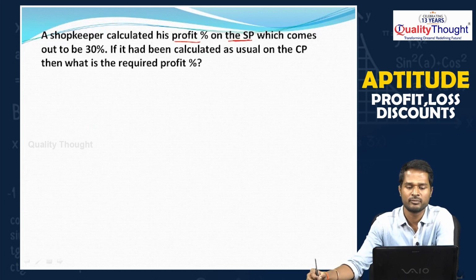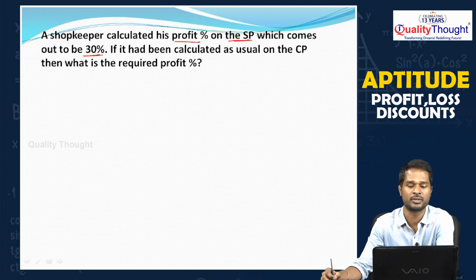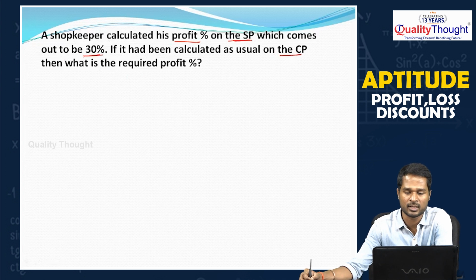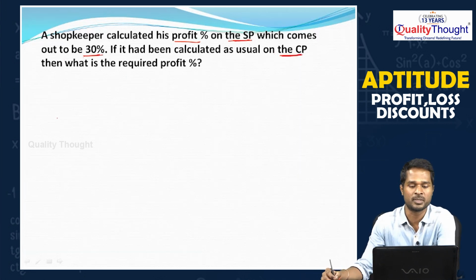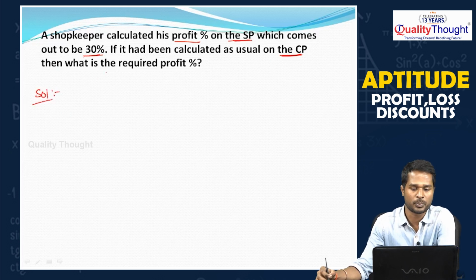Okay. When he calculated it on the selling price, the profit is 30%. He is asking: as usual, if we calculate on the cost price, then what is the profit percentage? That is what the question is. Let us see that. First write it as it is. Profit percentage is calculated on the selling price, that is what he said. So, profit percentage is how much he has given.